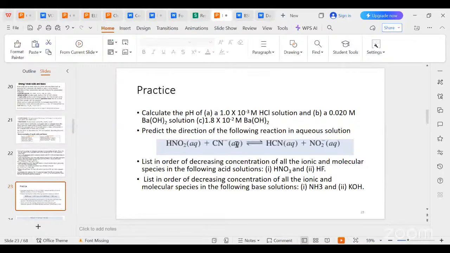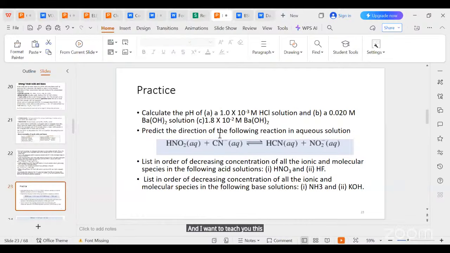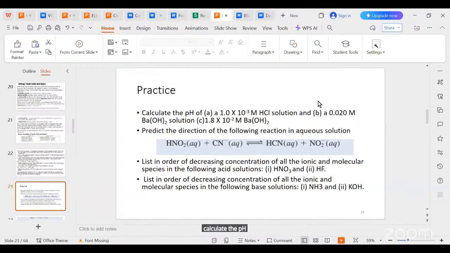This is the only one applicable to this class. So this is not yet, I've not taught you this, and I won't teach you this. But 1 and 2 is what is applicable to our lecture. Calculate the pH of this and this and this.